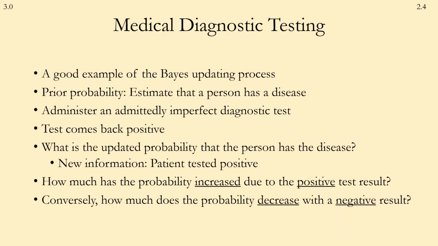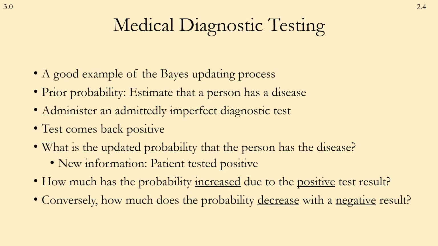So in order to get the Bayes updating formula, we're going to use medical diagnostic testing as an example. And we have a good reason for doing that. Medical diagnostic testing is something that almost everyone has come in contact with. And what we're trying to do when we administer a diagnostic test is to improve our estimate of the probability that the person has a disease.